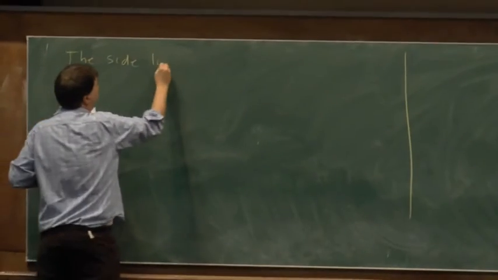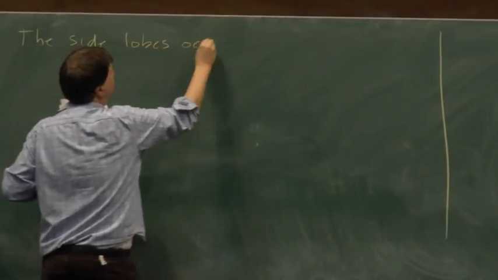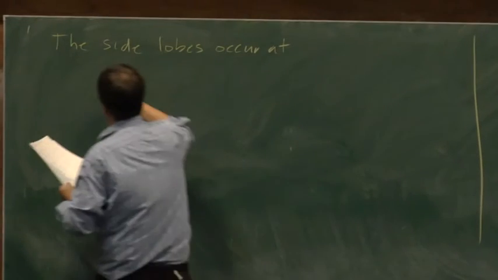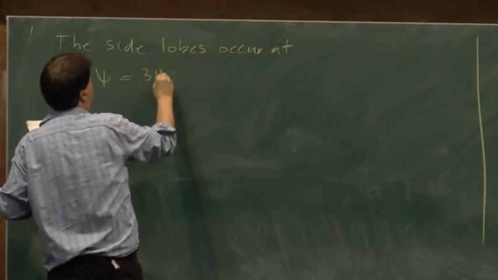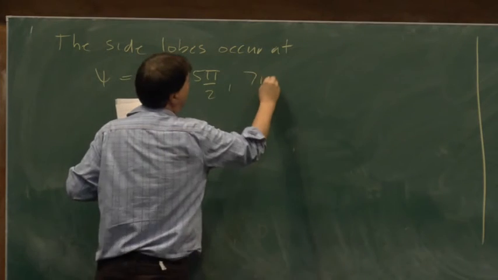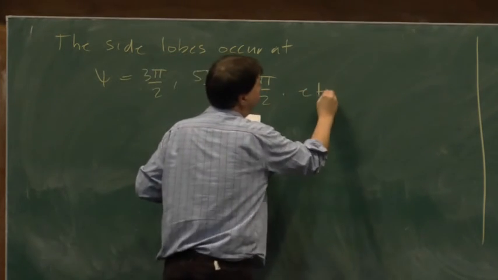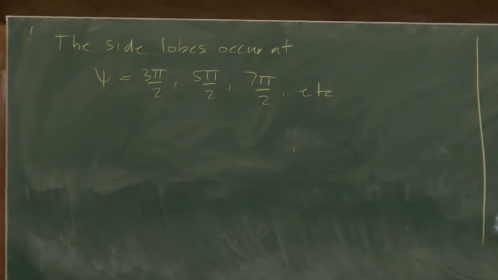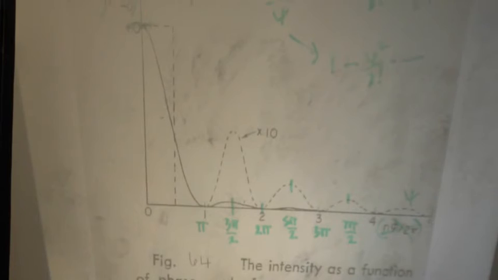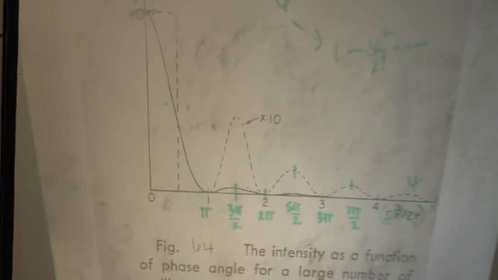The side lobes occur at psi is 3 pi over 2, 5 pi over 2, 7 pi over 2, etc. That's just labelling up the sinc. I mean, the sinc function you can pop in your calculator, plot it out, and of course, this is precisely what you get.